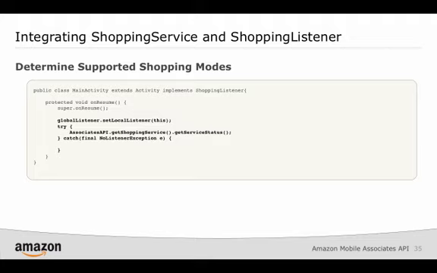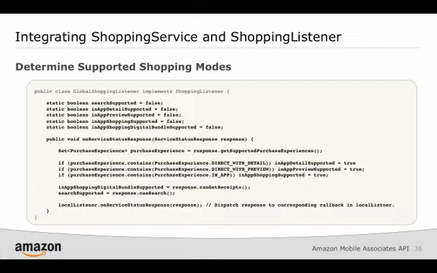In addition to the basic initialization already mentioned, we also recommend calling ShoppingService.getServiceStatus in your main activity's onResume method. The resulting callback will return information on which features of the Mobile Associates API are available to the current user. The code sample shown here shows how to programmatically determine the Mobile Associates features available to the customer, including available purchase modes and search functionality.